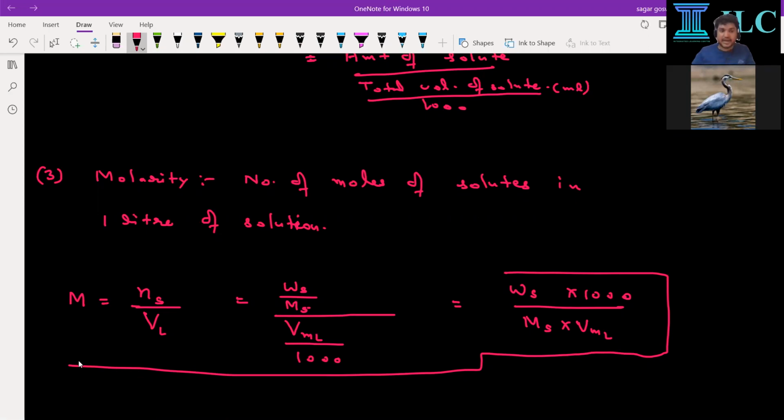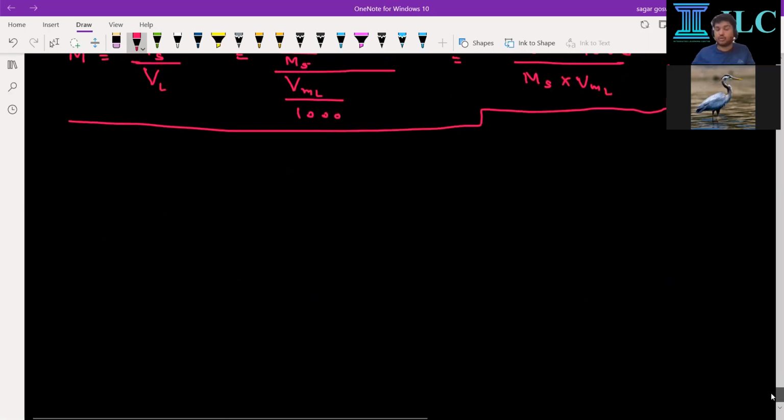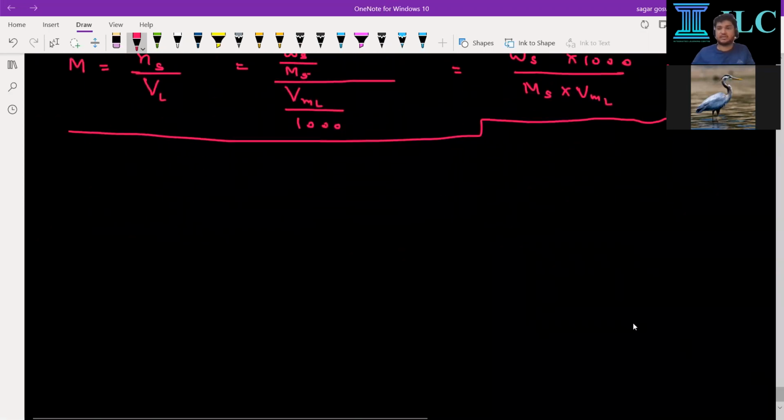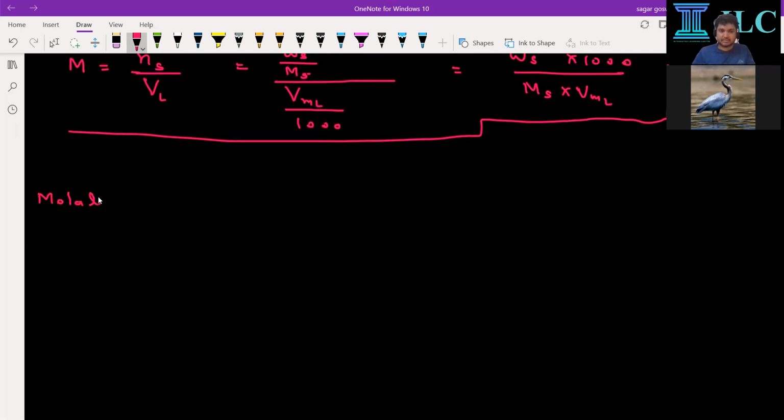And the second thing is known as molality. Remember, molarity and molality are very, very important in chemistry. Very, very important. Second is molality. Molality means the number of moles of solute.